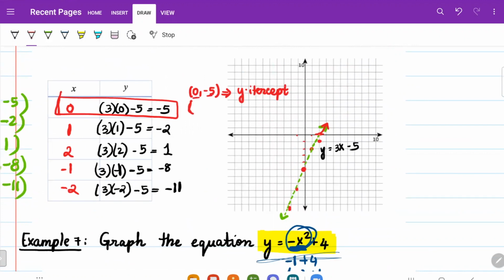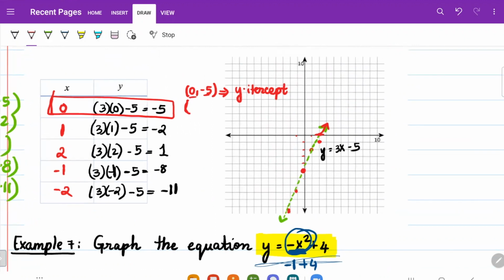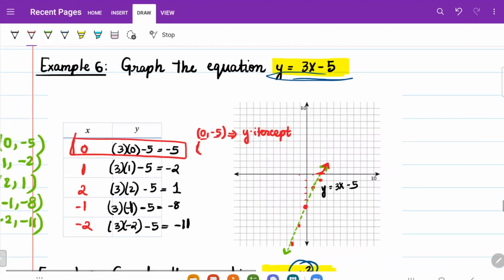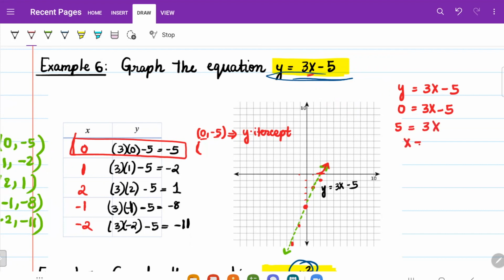And the x-intercept here, we don't exactly know what the value is, so let us find out. So we want to know what is the value of x when y is 0. So let us plug in 0 instead of y. So 0 equals 3x minus 5. Adding 5 on both sides, we have 5 equals 3x, and x is 5 over 3. So our x-intercept is 5 over 3, 0.